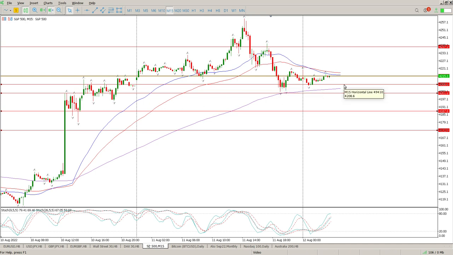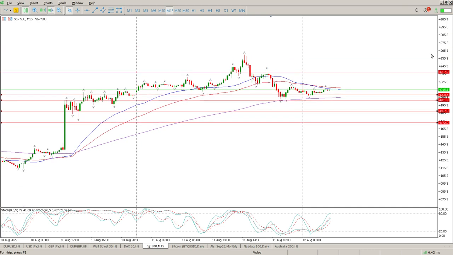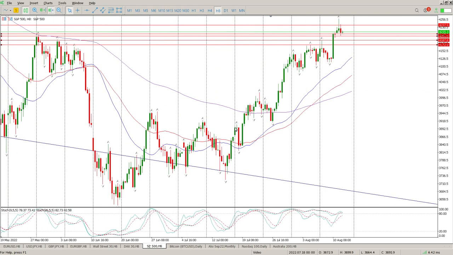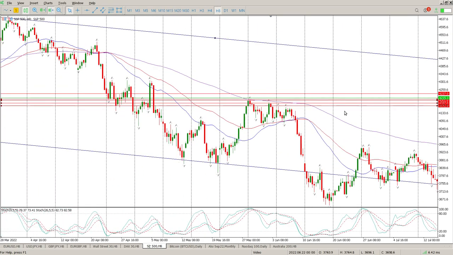So let's run through this. First and foremost is 42.15. If we can get above it, find some support, then I would expect us to continue. First to 42.37 area, then we should test the highs of yesterday. And after that, let's just double check where we are.